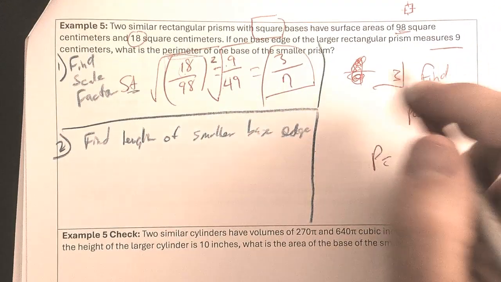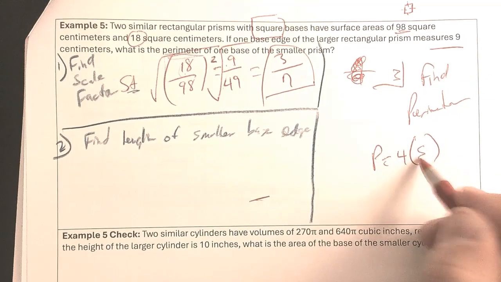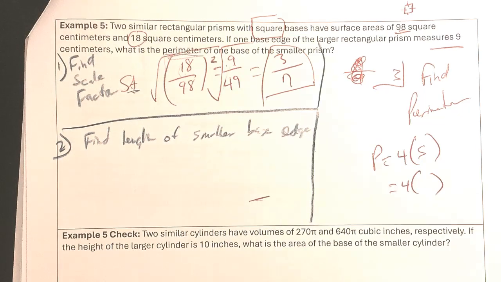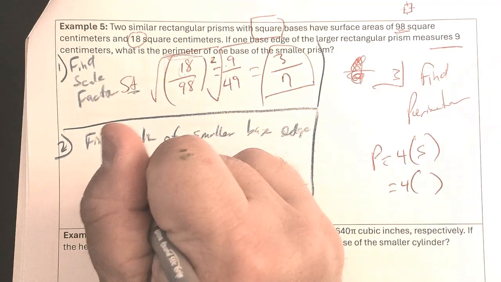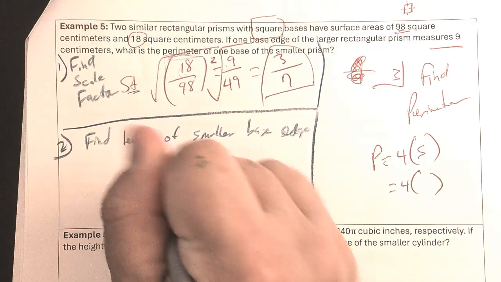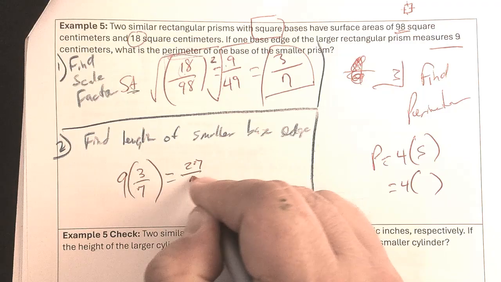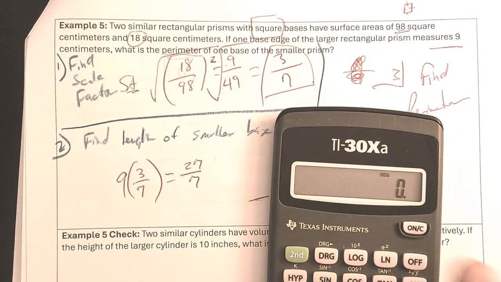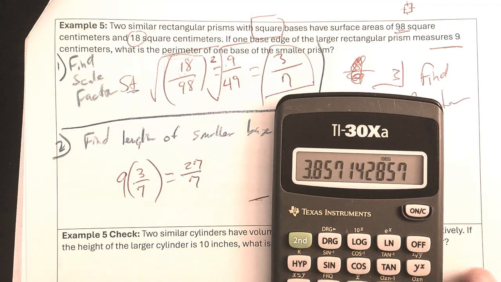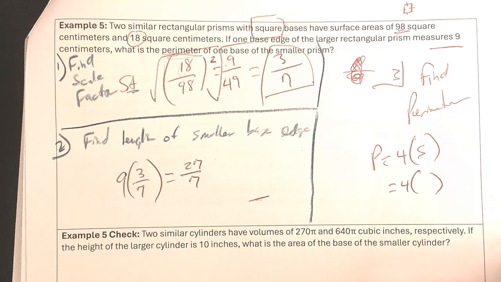And perimeter, because it's a square, it's going to be 4 times whatever this is, the side. So 4 times what we find over here. Now, to find that side, we know the larger one's 9. We know the scale factor is 3 over 7. So just multiply those. So 9 times 3 is 27 over 7. 27 divided by 7 means that side is 3.857. We're going to round that up to 3.86.